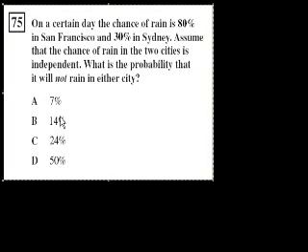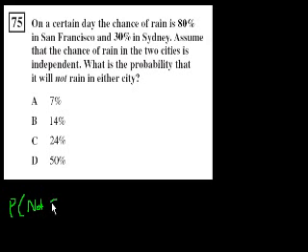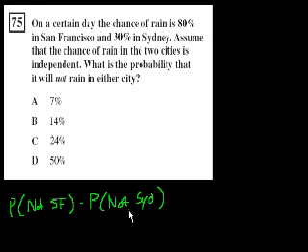Let's see. Problem 75. On a certain day, the chance of rain is 80% in San Francisco and 30% in Sydney. Fair enough. Assume that the chance of rain in the two cities is independent. What is the probability that it will not rain in either city? It's going to be the probability of no rain in San Francisco times the probability of no rain in Sydney, because we have to have both of these things happening and they're independent. So the probabilities will be multiplying.